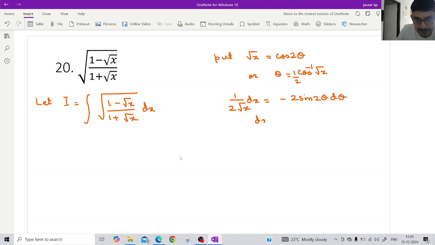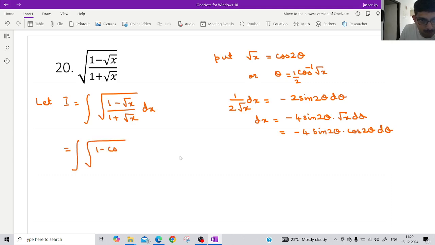So that is dx equals minus 4 sine 2 theta into root x d theta. Root x is cos 2 theta, so that is minus 4 sine 2 theta cos 2 theta d theta. So now you will be doing the substitution here. Integral of the square root of (1 minus cos 2 theta) by (1 plus cos 2 theta), and dx is minus 4 sine 2 theta cos 2 theta d theta.